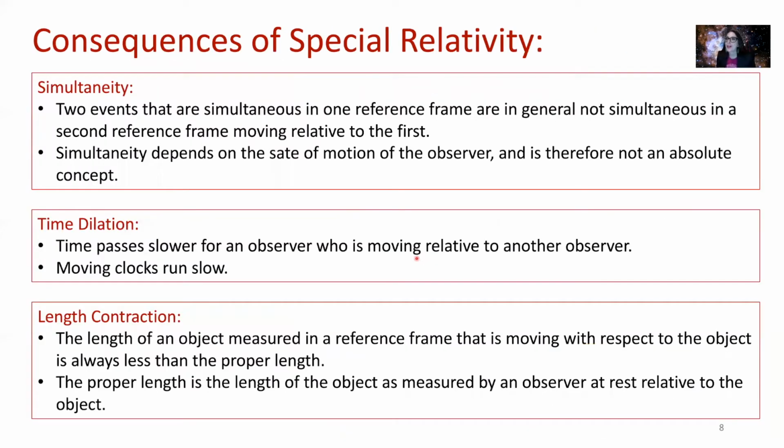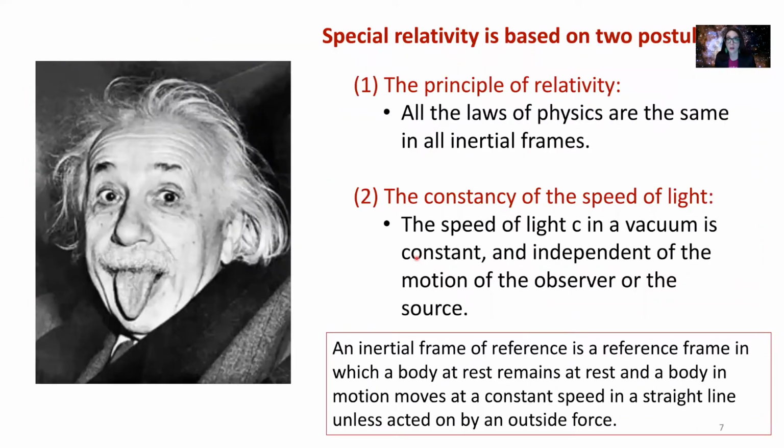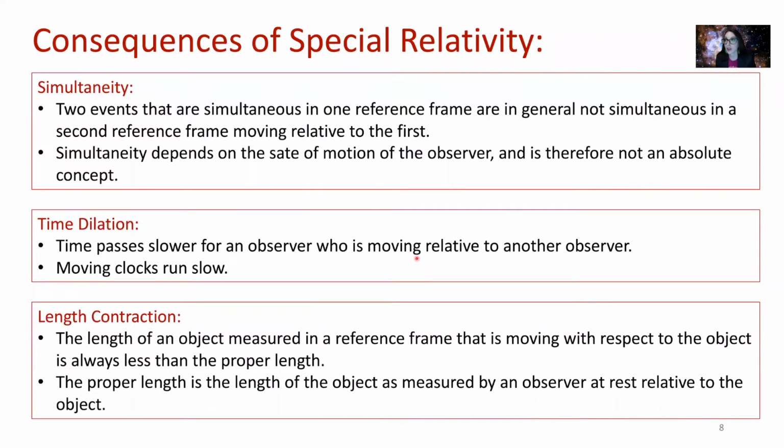So what are some consequences of special relativity? There are some weird and unusual consequences for this fact that all laws of physics are the same, no matter what reference frame, and that the speed of light is fixed. One of those is called simultaneity.